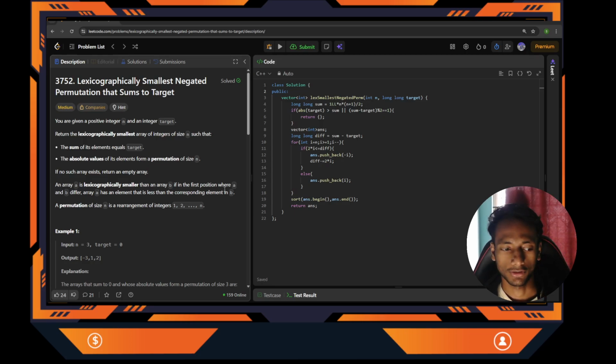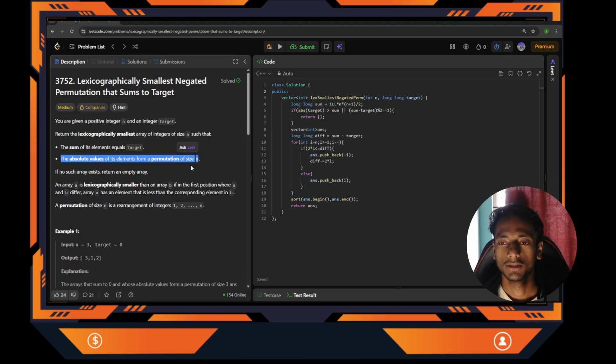So in this video, I am going to discuss Leetcode problem 3752: Lexicographically smallest negated permutation that sums to target. You are given a positive integer n and an integer target. Return the lexicographically smallest array of integers of size n such that the sum of its elements is equal to target. The absolute values of its elements form a permutation of size n.